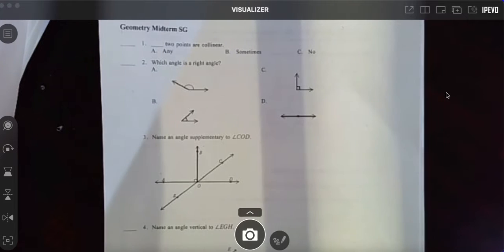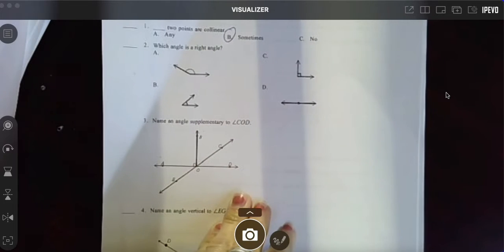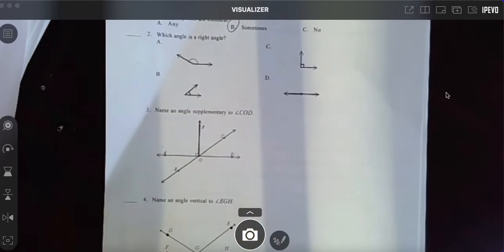Two points are collinear. This one's not on there. It's worded funny. We decided on "sometimes." It could be "any two points are collinear," or "sometimes," depending on how you think of the wording. But we decided on sometimes. That one's actually not on there.